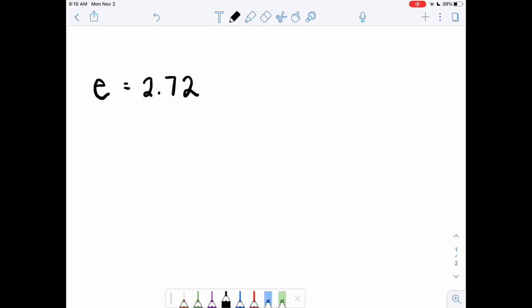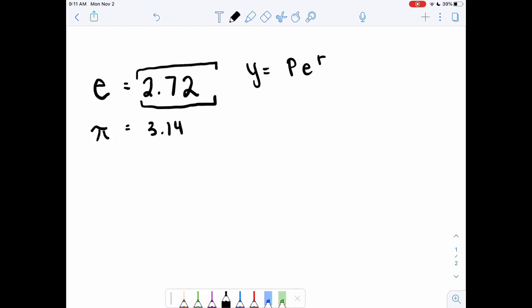2.72. Just like how pi is a symbol that represents 3.14, E is a symbol that represents this mathematical constant of 2.72. So when we're using the continuously compounding interest formula, our multiplier is represented by E, or 2.72.